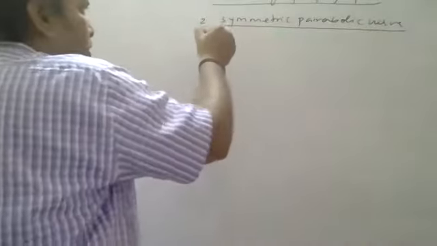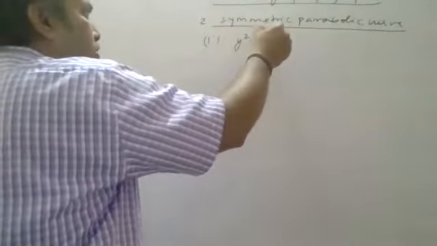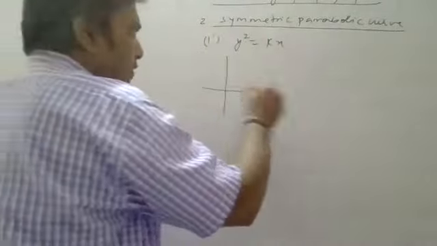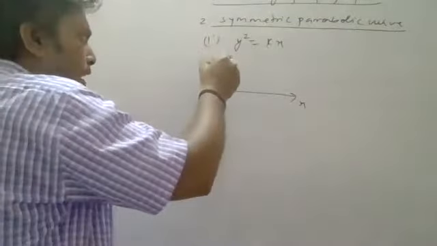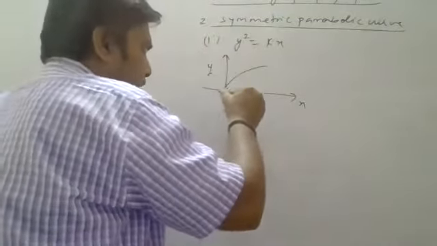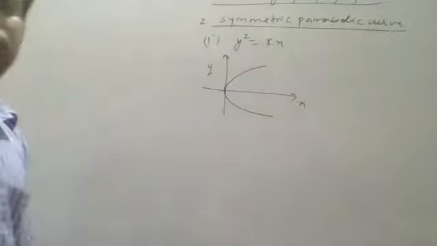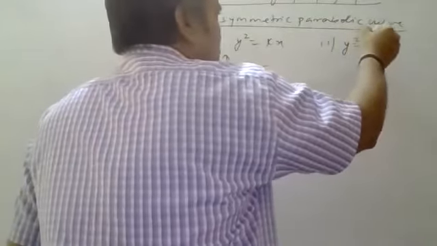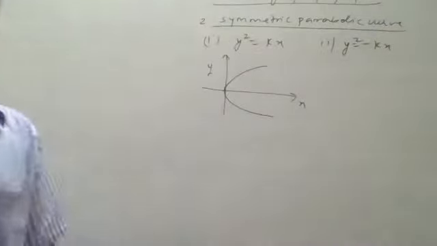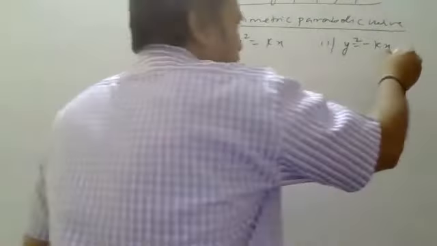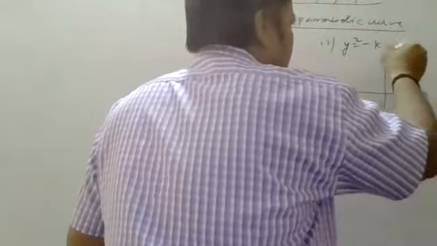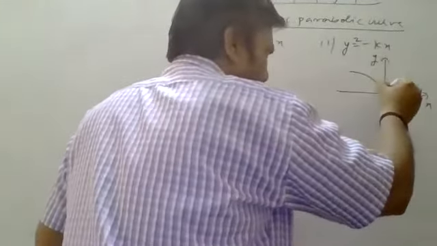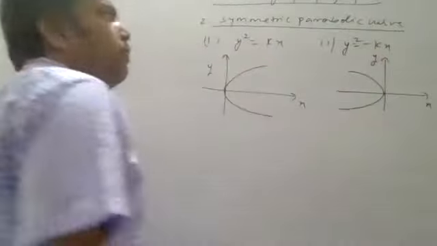Symmetric parabolic curve. First condition, if y square equals kx, then you will plot the graph in this manner. This is x, this is y, and your graph is plotted in this manner. This is y square equals kx. Now suppose you have y square equals minus kx, then you need to plot the graph in this manner. It is still y, x, and your graph will be plotted in this shape. This is y square equals minus kx.